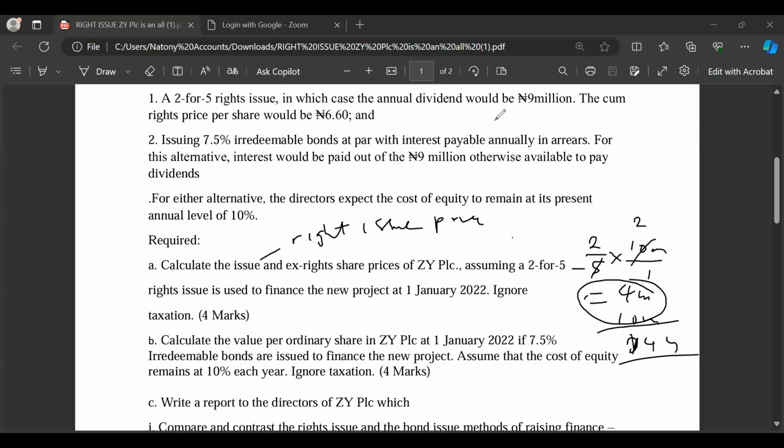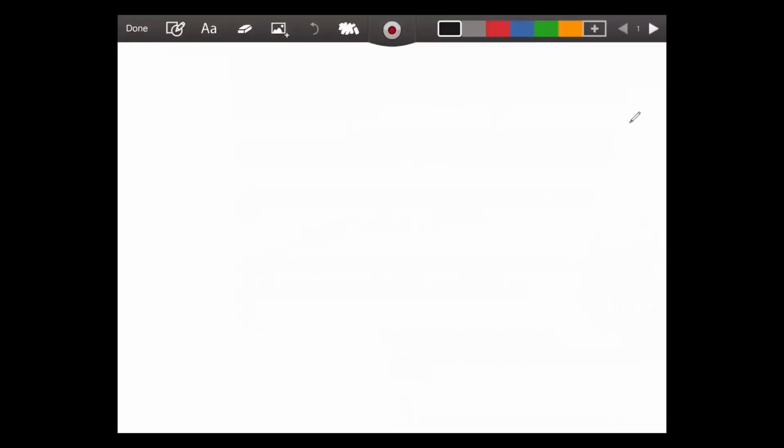Let's go to the notes. So let's look at the rights issue, the offer price.